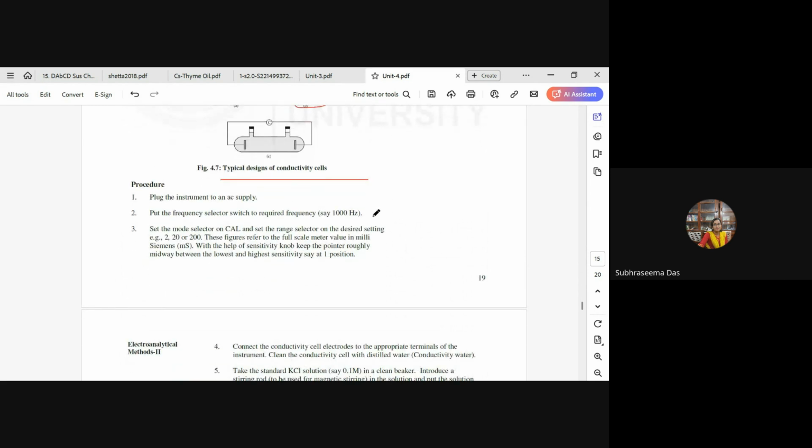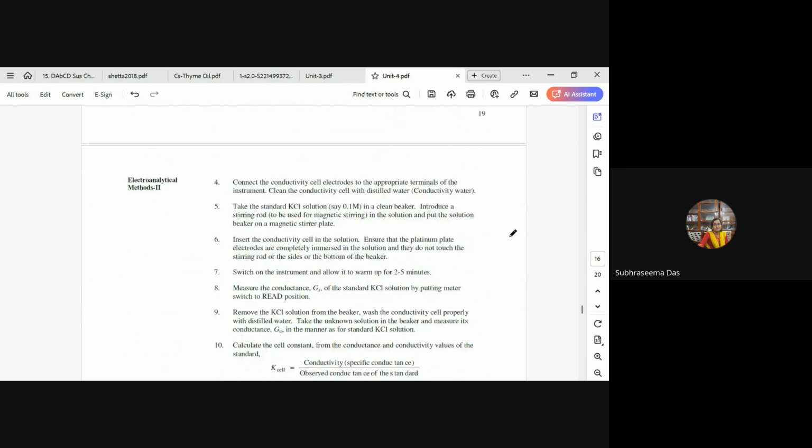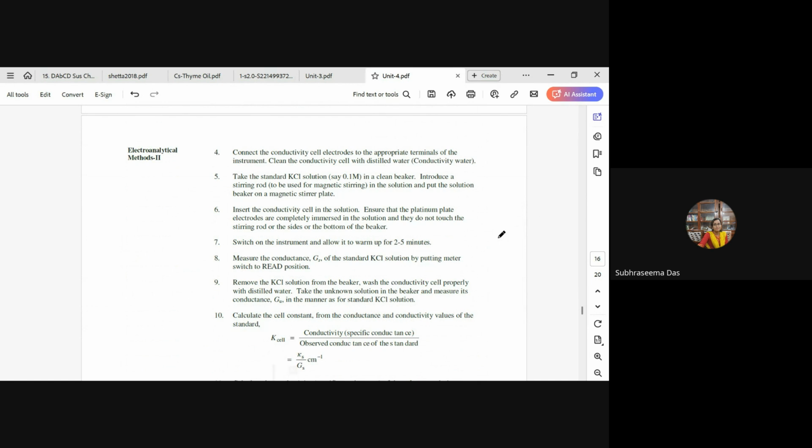The process for measuring conductance is as follows. First, plug the instrument into an AC supply. Then put the frequency selector switch to the required frequency. Then the mode should be set on cal, that means to calibrate it, and it is set using the knob. Then the conductivity cell electrodes are connected to the terminals of the instrument. Then we take the standard KCl solution, introduce a stirring rod, put the solution in the beaker on a magnetic stirrer, and insert the conductivity cell in the solution.